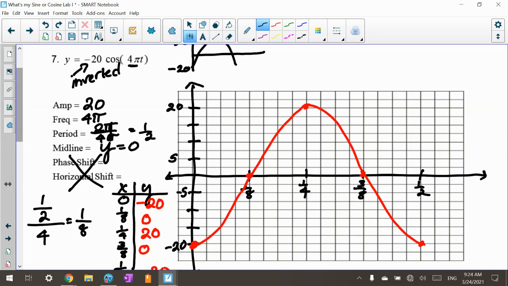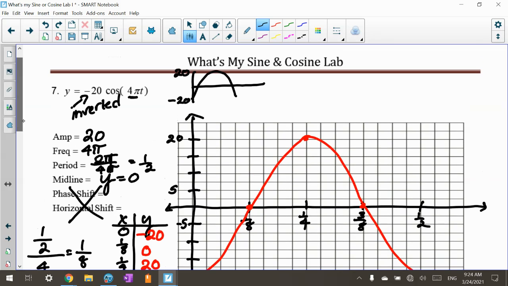This one, again, doesn't have anything inside or outside added or subtracted, so I know my midline's y equals 0 and there's no phase shift or horizontal shift. I will be doing graphs like that, but this one isn't. Then I looked at it and said, oh, this is inverted because of the negative. Cosine starts high, so this is going to start low. And since the amplitude is 20, wow, they really stretched this one. I'm going to start at negative 20, go up to positive 20. So I just kind of did a little sketch of what this is going to look like.